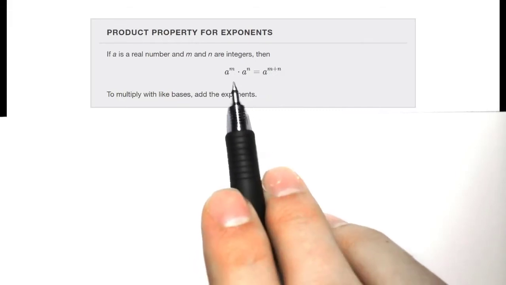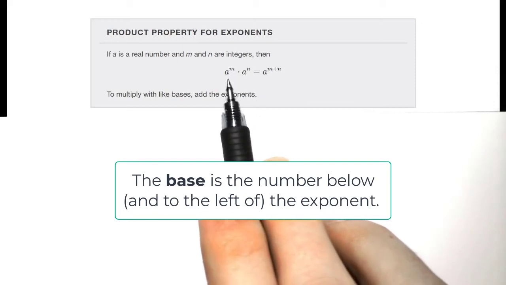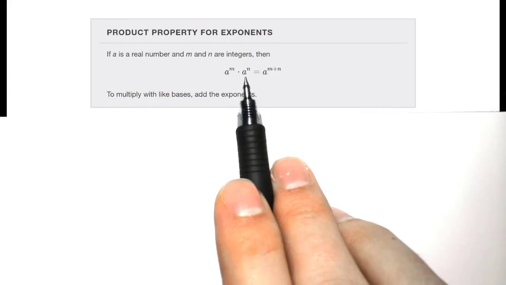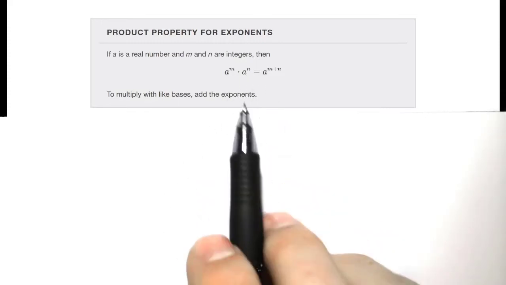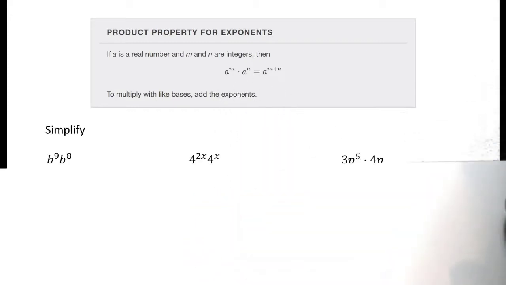But notice that the base, that's the number below the exponent, has to be the same. That's why they use the same letter a here. If it's not the same number, then this property doesn't hold. But if these bases are the same, we can use this property. Let's take a look at some examples.